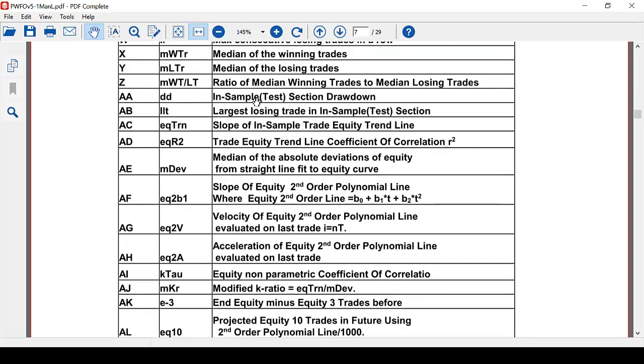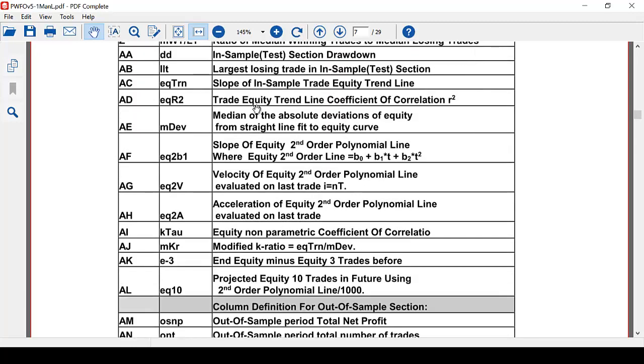DD is the drawdown in the in-sample section. LLT is the largest losing trade in the in-sample section. Equity trend is the slope. Each set of inputs and number of trades generates an equity graph. Equity trend is the trend of the equity trend line. R squared is the correlation coefficient of the trend line and the equity line.